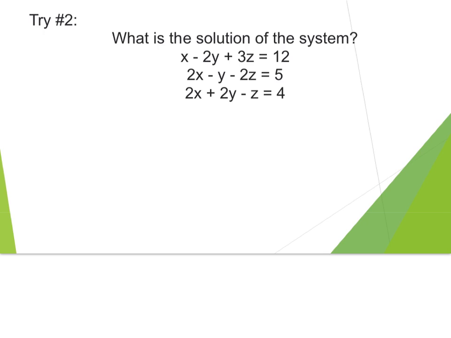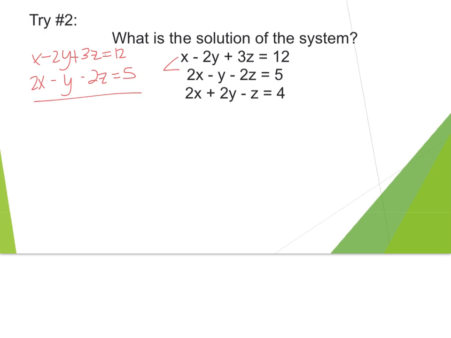Okay, our last try. Again, we need to start by putting the first two equations together. So that's x minus 2y plus 3z equal to 12. And 2x minus y minus 2z equals 5.